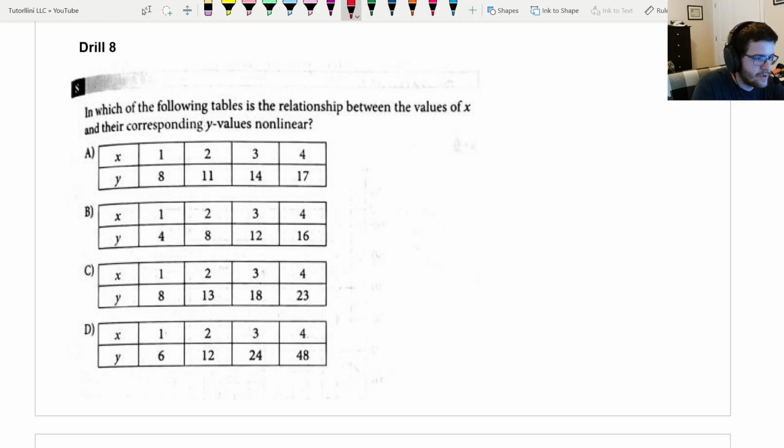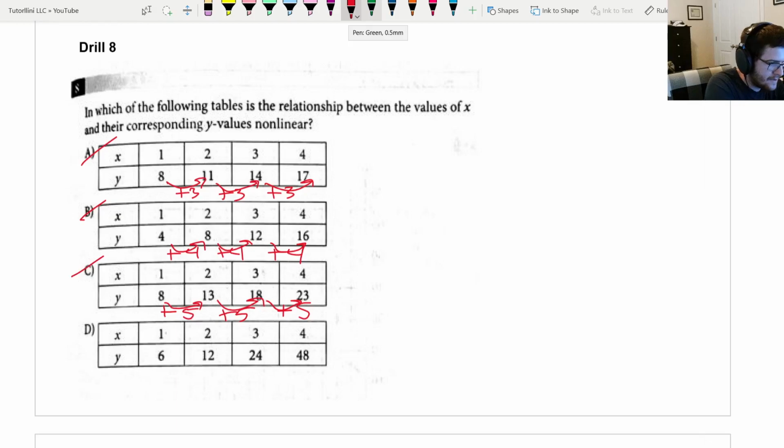Non-linear. Okay, so if we're doing this by hand, you see how they all go 1, 2, 3, 4? So the y values should go up by the same amount. By a constant amount, constant rate of change. So this is plus 3, this is plus 3, and this is plus 3. So that one's linear, so it's not that one. This one's plus 4, plus 4, plus 4. That one's going up by a constant amount, so it's not that one. Plus 5, plus 5, plus 5. Okay, it's not that one.